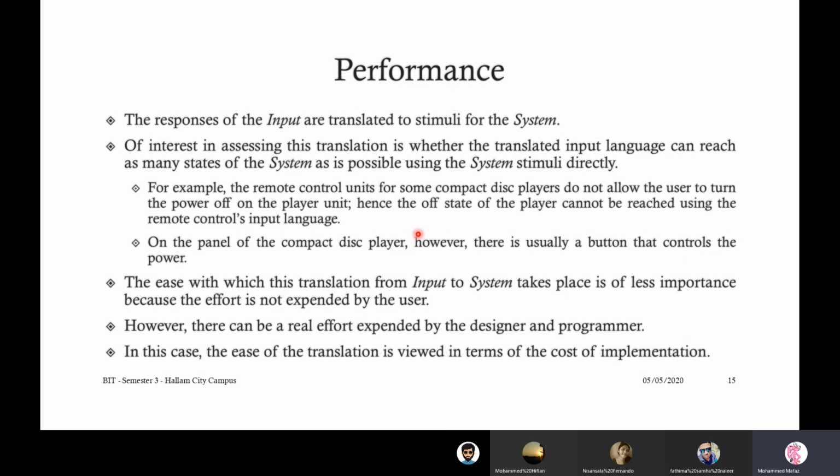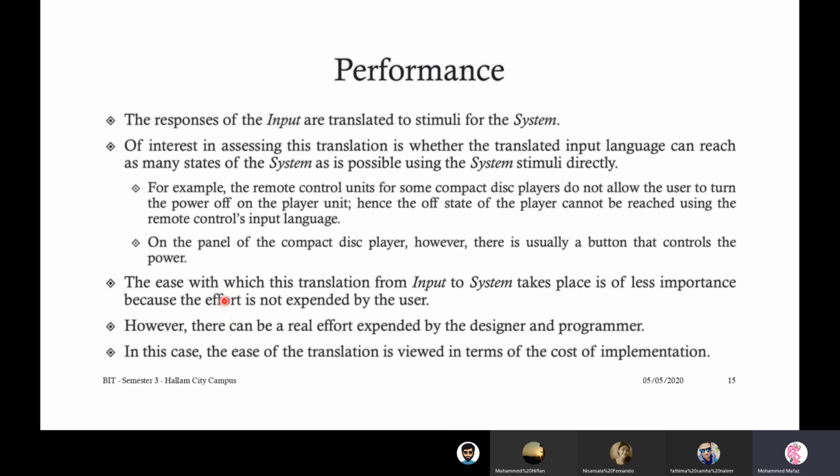So what are they telling? Some CD player remote control units don't have the facility to power off the player unit. Hence, the off state of the player cannot be reached using the remote control. So remote control may not have the power off function. So in that case, using the remote control, you may not be able to achieve the goal if you want to switch off. On the panel of the CD player, however, there is usually a button that controls the power. So there might be a different interface, a different button that would do the same thing.